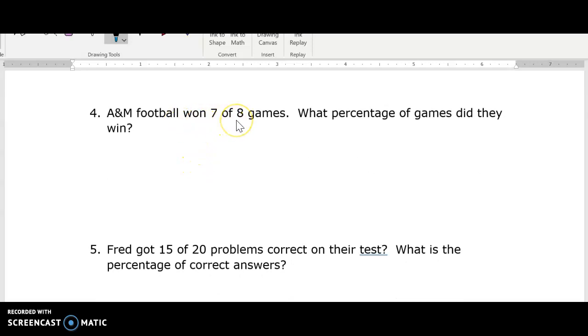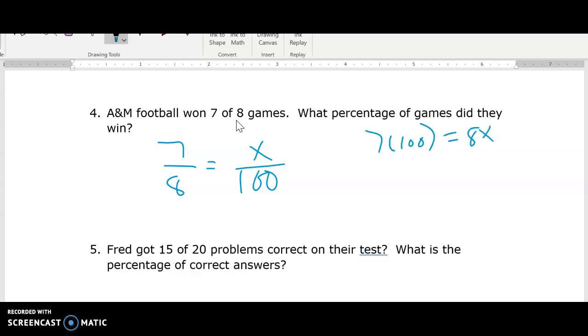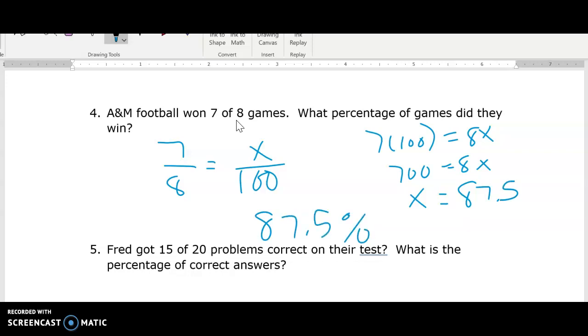A&M won 7 of 8 games. What percentage? So we're looking for the x. This is actually how I figure out your grades when you get 7 correct out of 8 problems. So it's 7 times 100 equals 8x. 700 equals 8x. x equals 87.5. So they won 87.5% of their games, which you would have to round down to 87 because you can't win half a game. But that's actually how you calculate test scores also.